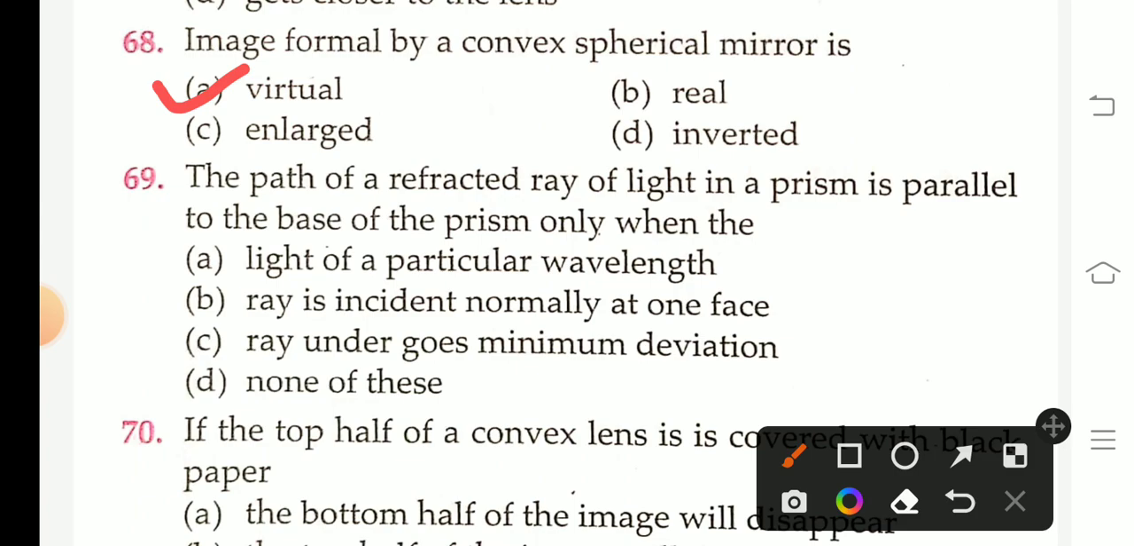Next, the path of a refracted ray of light in a prism is parallel to the base of the prism only when the. Right answer option C, a ray undergoes minimum deviation.